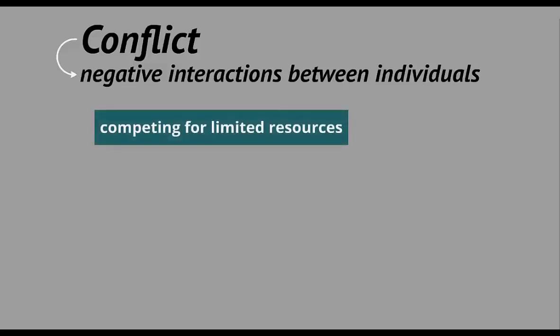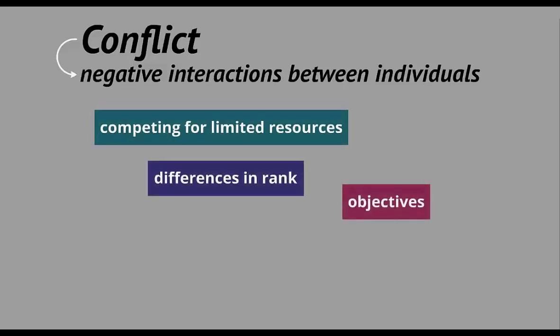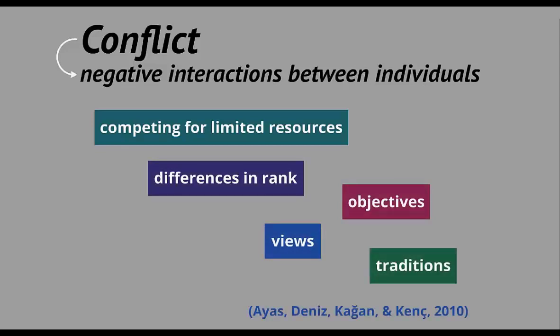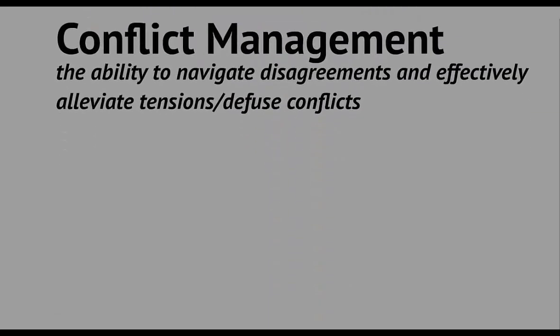Conflict is a term used to describe negative interactions between individuals which arise for a number of reasons. Along with sharing or competing for limited resources, conflict can occur because of individual or group differences in rank, objectives, views, and traditions. Conflict management is the ability to navigate these disagreements and effectively alleviate tensions and diffuse conflicts.